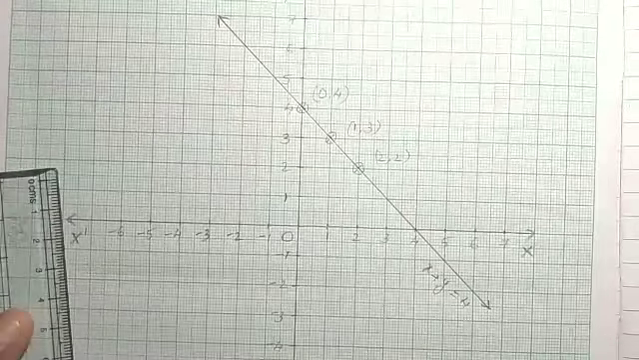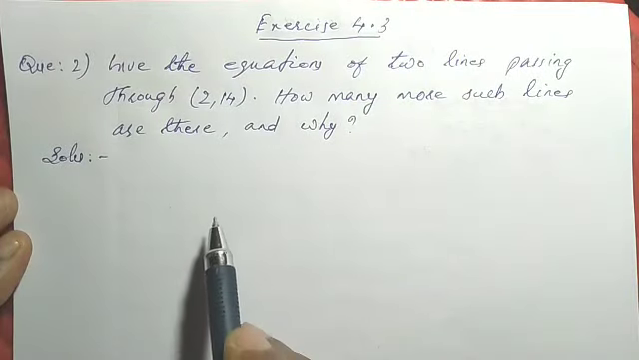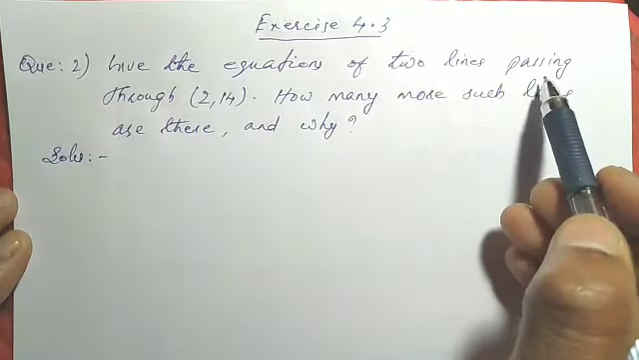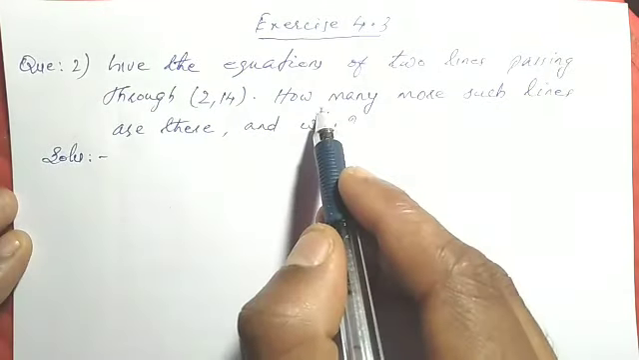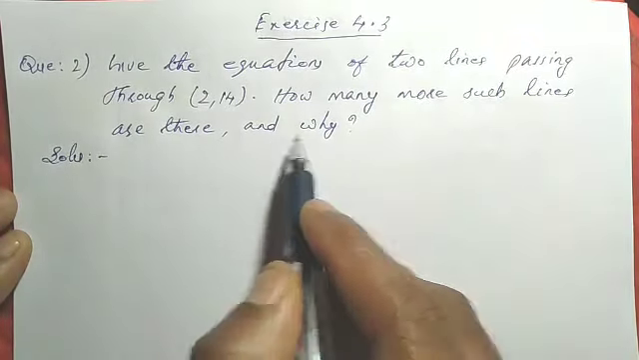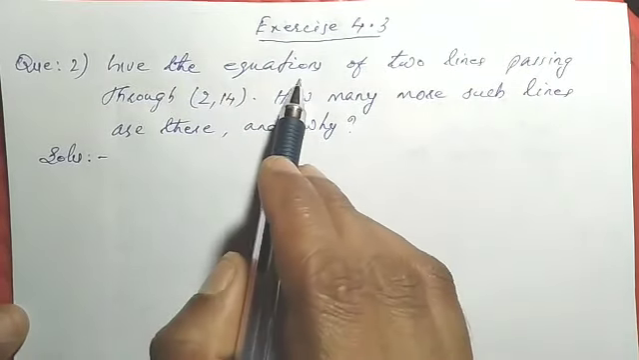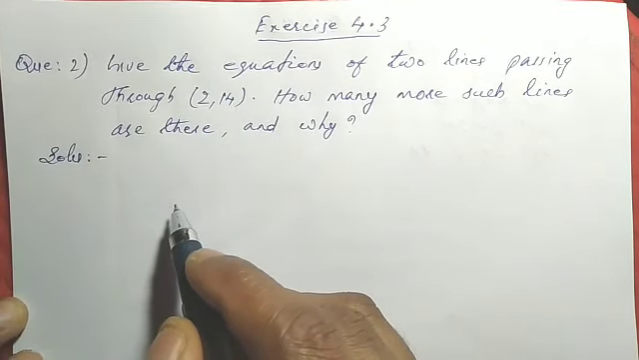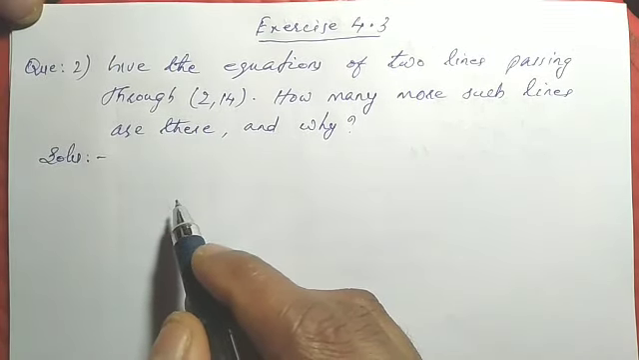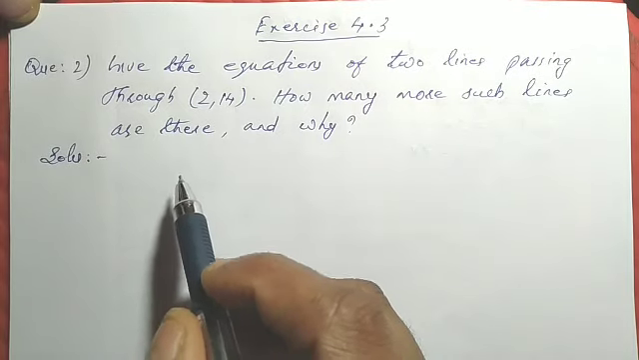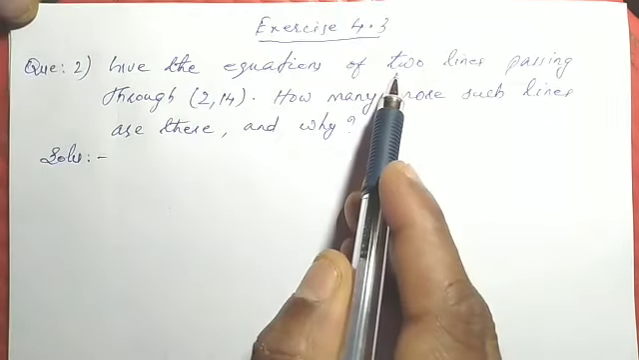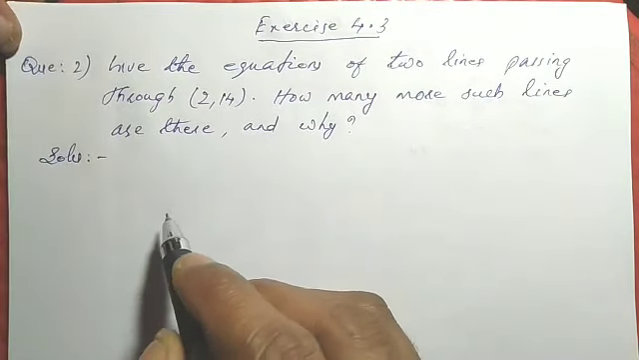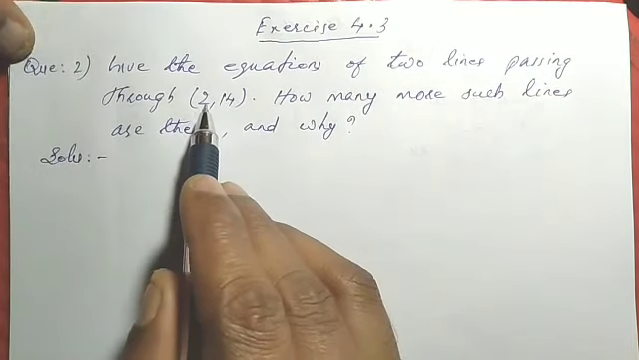Now let's see question number 2. Question number 2, write in your notebook. Give the equations of two lines passing through (2, 14). How many more such lines are there and why? Give the equations of two lines passing through (2, 14). It is a point on the Cartesian plane, and we have to give two equations of two lines passing through it.